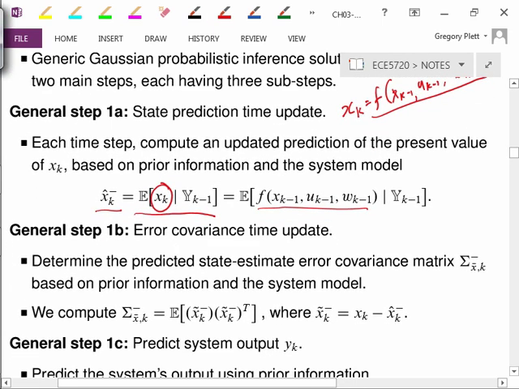Step 1b says that we need to find the covariance of our prediction error. So we would like to find sigma x tilde comma k minus, the prediction error covariance, and we compute that just by definition. The autocovariance of x tilde is equal to the expected value of x tilde times x tilde transpose, and we remember that x tilde is equal to x minus x hat.